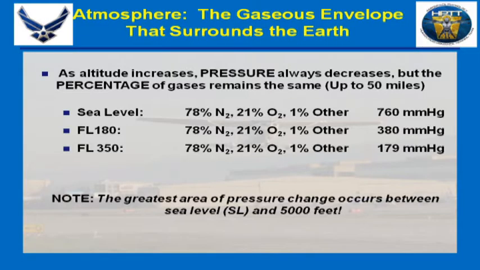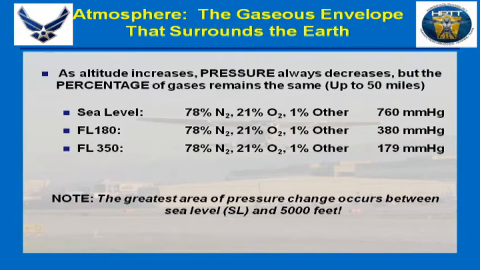Let's get right into the composition of the atmosphere. Notice that 78% of the atmosphere is nitrogen, 21% is oxygen, and other gases make up 1%, both at sea level and at 35,000 feet. These percentages remain the same up to 50 miles from the Earth's surface.